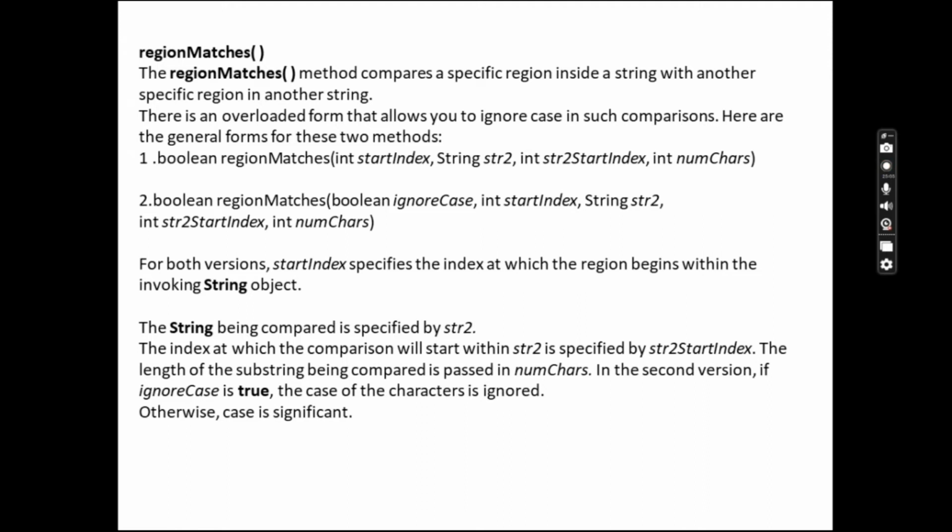regionMatches. This method compares a specific region inside a string with another specific region in another string. For example, there is an overloaded form that allows you to ignore case in such comparison. The first one is boolean regionMatches(int startIndex, String str2, int str2StartIndex, int numChars). So it will compare a specific region inside a string with another specific region in another string. The second format is boolean regionMatches(boolean ignoreCase, int startIndex, String str2, int str2StartIndex, int numChars).